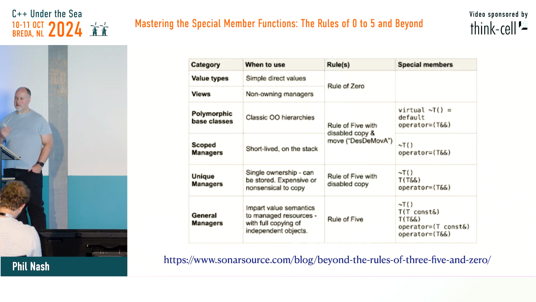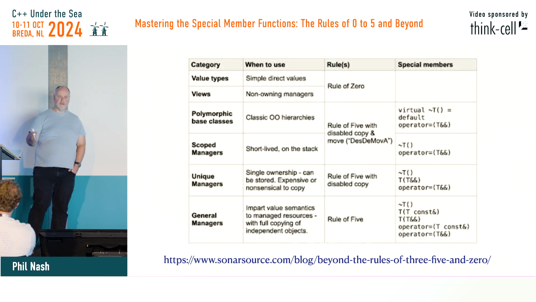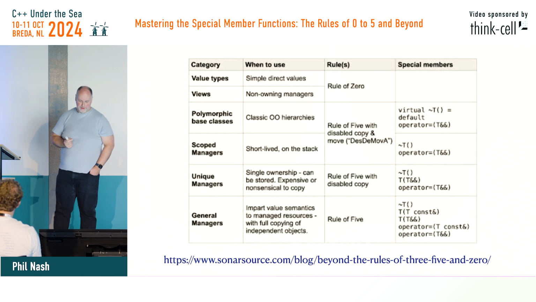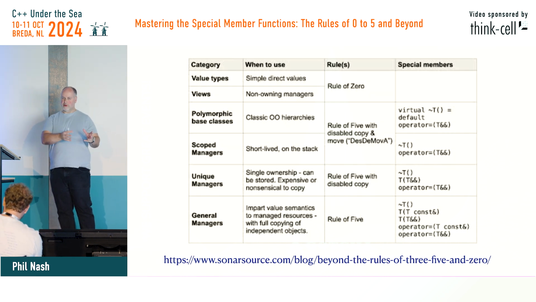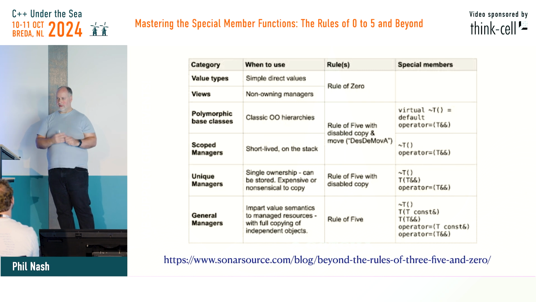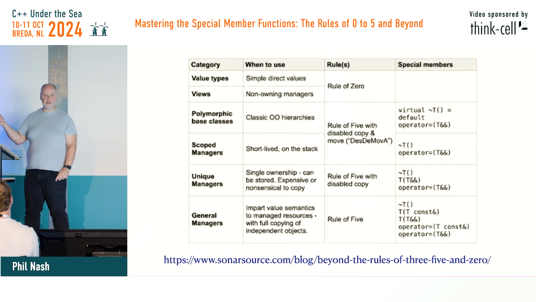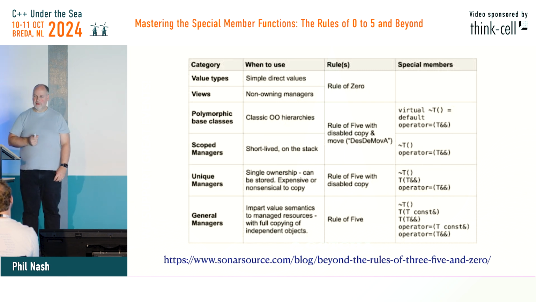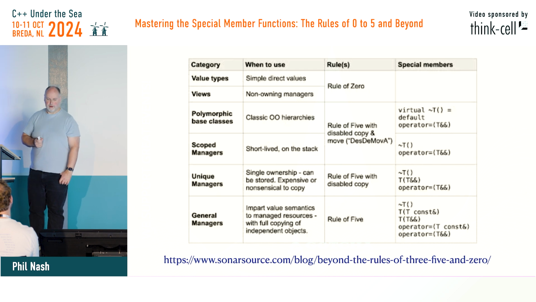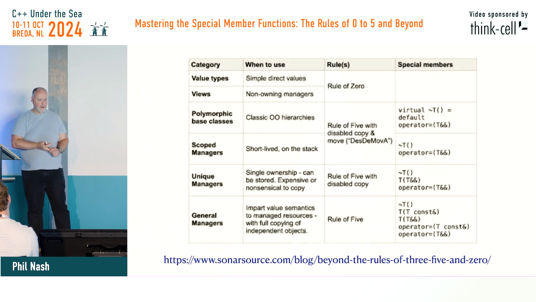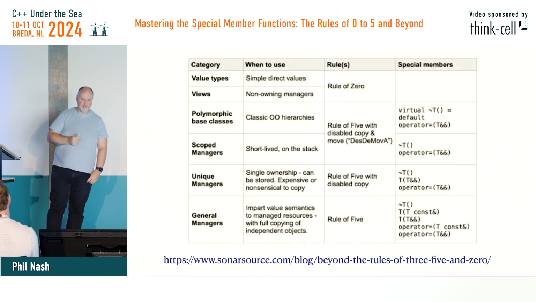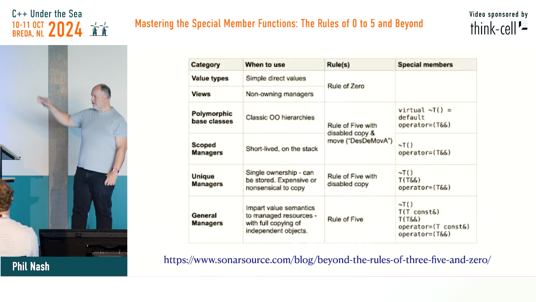And general managers, they're the ones that also implement the copy operations, which really impart value semantics to a managed resource. And sometimes that's what you need to do. So indirect would be an example of that. Often you have to write it by hand. So they're the different categories of type semantics, if you like. And there's a handy list of when you might use these. But then there's which rules apply.